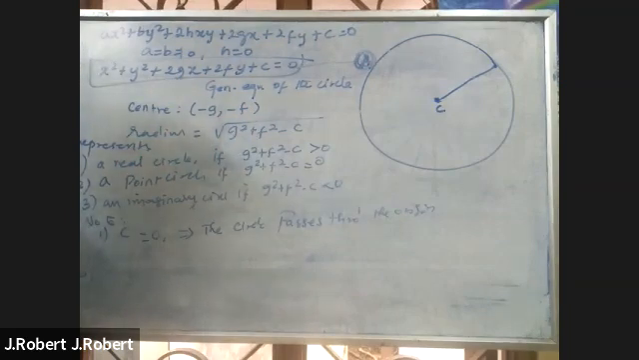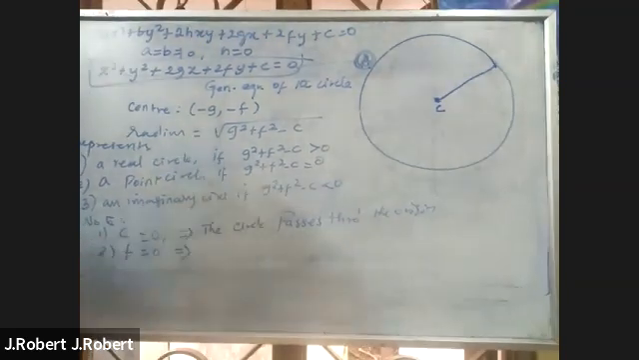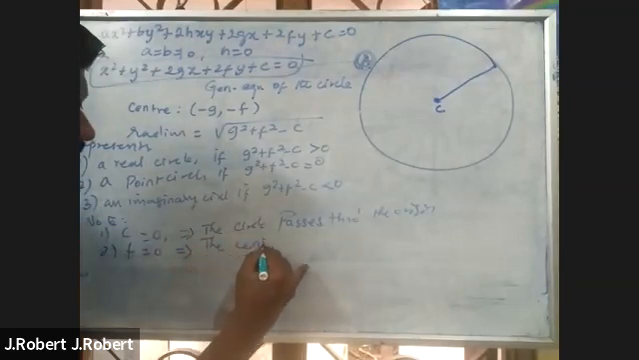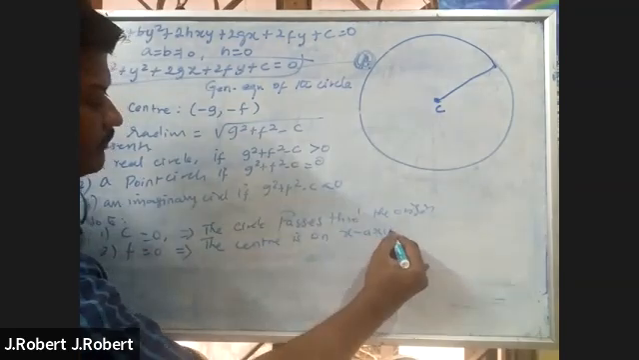Right. The circle passes through the origin if c equal to 0. If f is equal to 0, then we can say the center is on x-axis. The center is on x-axis.